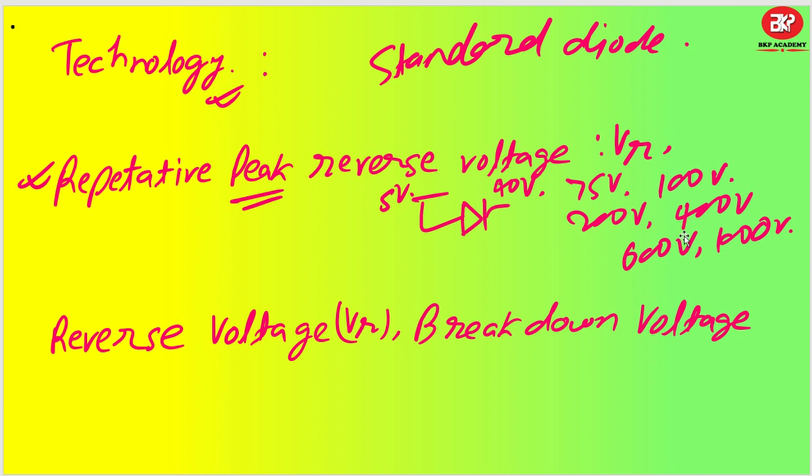All these voltage ratings that I told you are going to be your reverse voltage or breakdown voltage. And peak reverse voltage is for a very small time. What happens is, let us say you have a breakdown voltage rating of 75 volt. Then this repetitive peak reverse voltage rating, for the same diode, can be around 125 volt. So this is the difference between repetitive peak reverse voltage and reverse voltage.